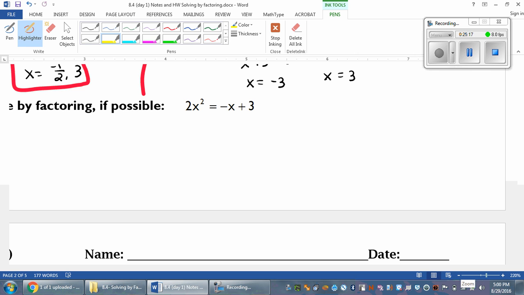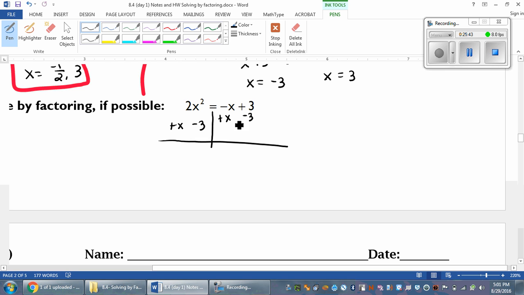We're going to add one more step and get the variable equal to 0 first. So we'll use our knowledge from Unit 1 in moving terms from the left and the right. Since this is a 2x squared and it's my quadratic term, I'm always going to want my quadratic term positive. So I'm going to move the negative x over by adding x to both sides. And I'm going to move the 3 over by subtracting 3.